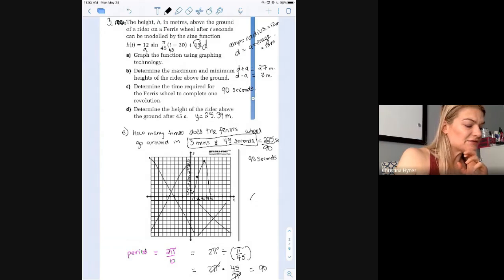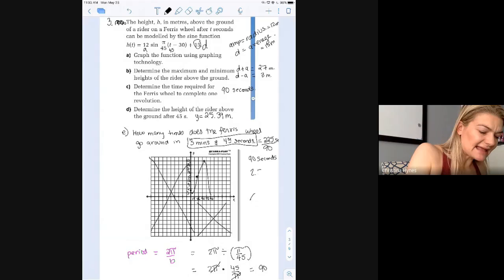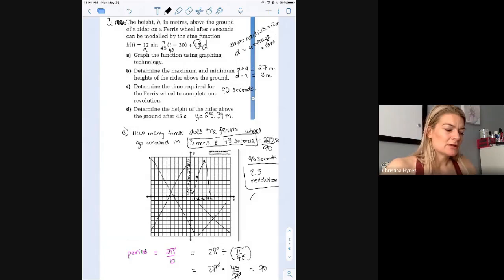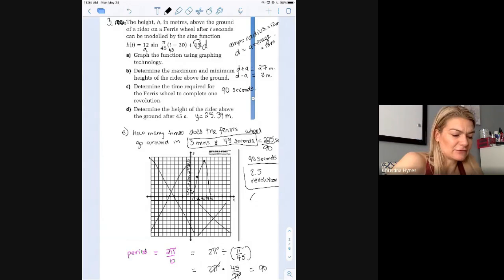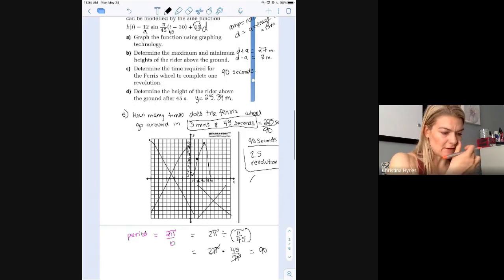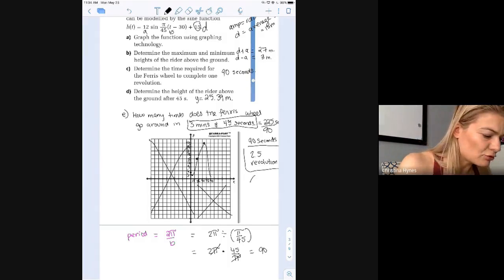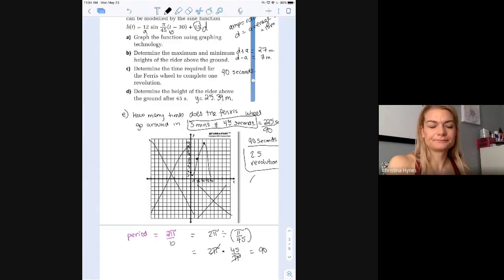So then I'm dividing it by 90, and that tells me that it's going to be about 2.5 revolutions. Okay. So in 3 minutes and 45 seconds, I can make about 2.5 revolutions. Okay. So that's what you can do to find out question E in this case.